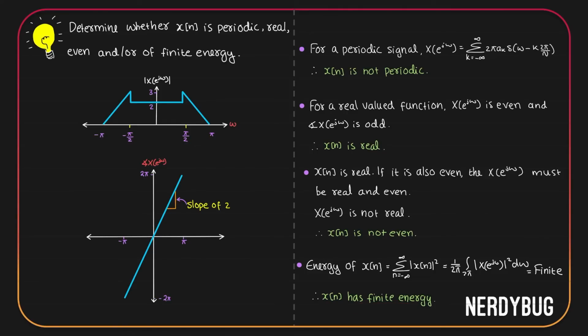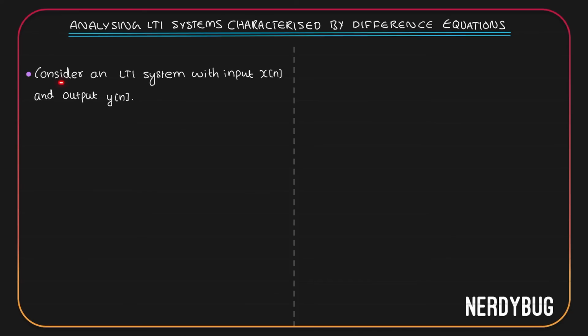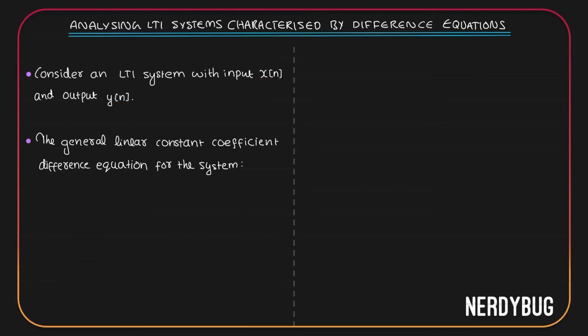Now that we are done with all the properties of the discrete time Fourier transform, let us see how we can use it to analyze LTI systems that are characterized by difference equations. Let us start by considering an LTI system whose input is x[n] and output is y[n]. Let us take a general linear constant coefficient difference equation for the system. It will be of this form: a0 y[n] plus a1 y[n-1] plus a2 y[n-2] plus, assume there are N terms like that.